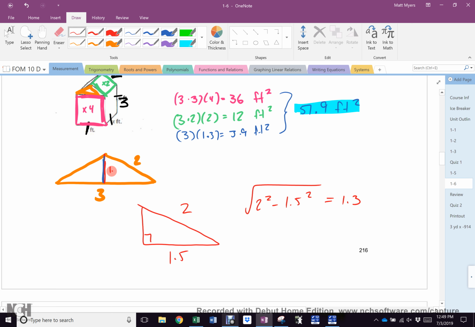So now I know this is 1.3, and then I have base and I have height. A triangle is base times height divided by 2, but there's 2 triangles, right? So what do I multiply that by? And what do I do with 2 and 2? They cancel out. So base times height is 3 times 1.3. And that's where I got the 3.9 right there. And then I added it all up.